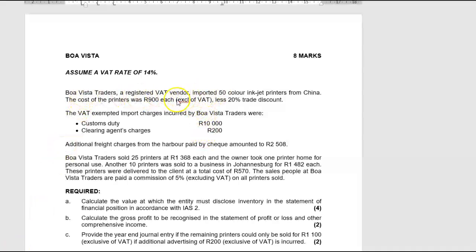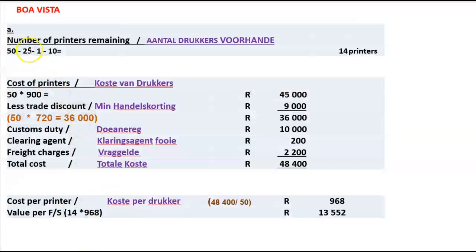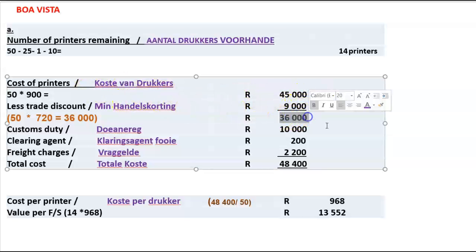We have bought 50 printers. The original price, 900 times 80%, because we received a 20% trade discount, plus 10,000 Rand customs duty, plus 200 Rand clearing agent charges, plus the freight amount divided by 1.14. So the number of printers was 50. The cost price per printer was the original 900 Rand. I've deducted the trade discount, so I could have said 900 times 80% times 50, which would have given me that 36,000 as well. Customs duty was 10,000. Clearing agent charges was 200, and then the freight charges, the VAT exclusive amount, was 2,200.